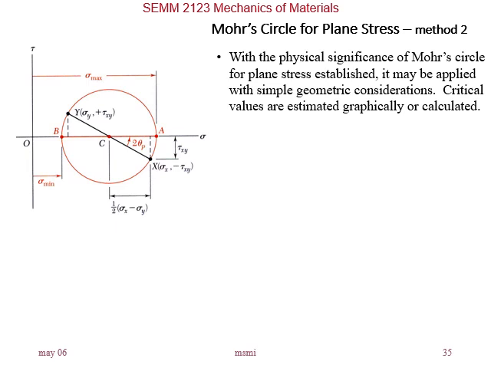Now this is the second approach. Instead of plotting point A and point C, what this does is you plot what you call point X, because point X refers to the x-axis. So it's simpler for you to relate. First, you plot point X, and point X is sigma X and tau XY.